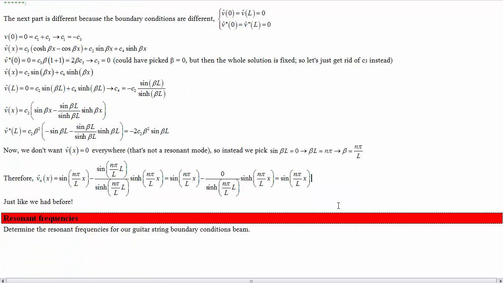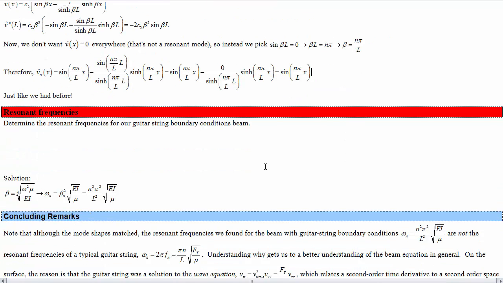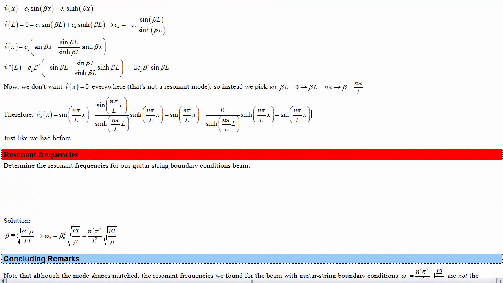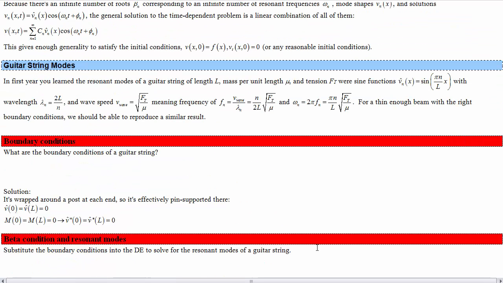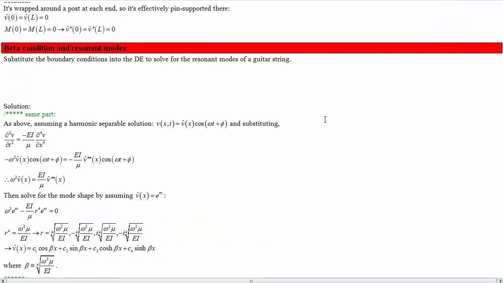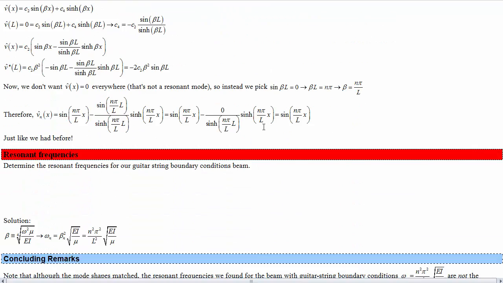Okay, then determine the resonant frequencies for the guitar string boundary conditions beam. Substituting into what we had above, omega is beta squared times the square root of EI over mu, and this is not the resonant frequencies that we calculated for the guitar string. It's almost the resonant frequencies for the guitar string, but it's not quite. I mean, we've got this term here squared rather than just to the power of 1. So what's the deal here?